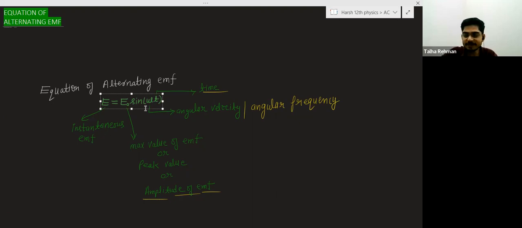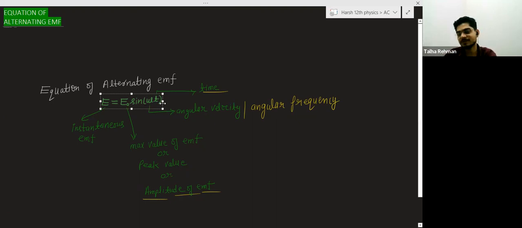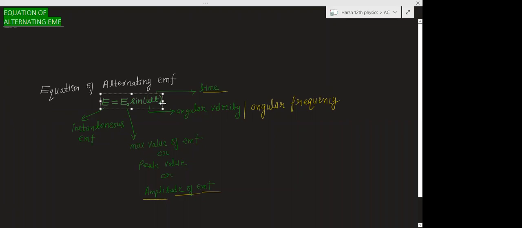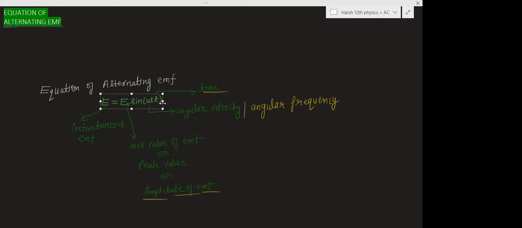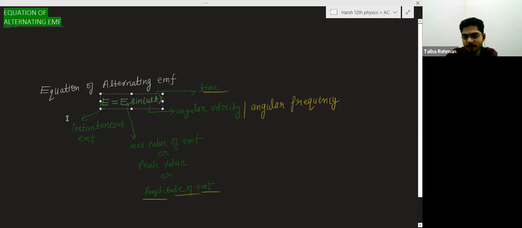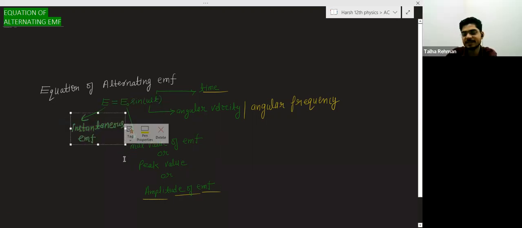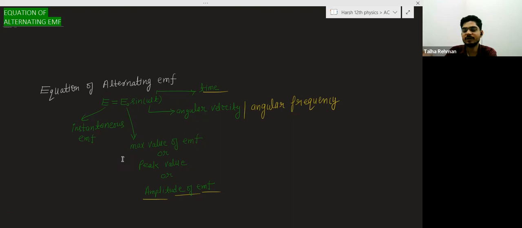So the moment I say, Harsh, tell me the EMF, it will change. Why? Because time will change. So we cannot tell now. It is not possible to tell the value exactly at that time. Basically, if someone is asking for the instantaneous value, practically we cannot say it. This will be a very difficult task.